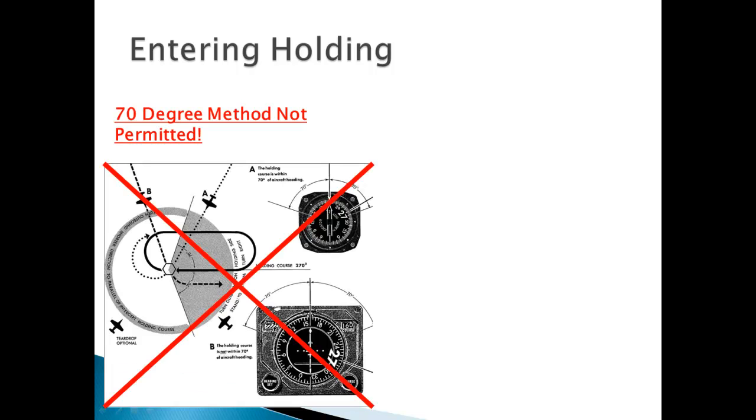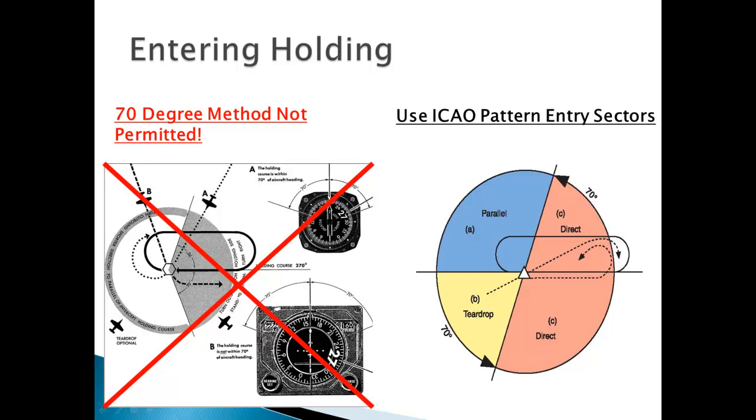When entering holding, plan on using the ICAO method to enter holding rather than using the 70-degree method. Your FMS follows ICAO entry procedures, so building a hold in the box is a good technique to ensure that you are entering and holding using ICAO procedures.